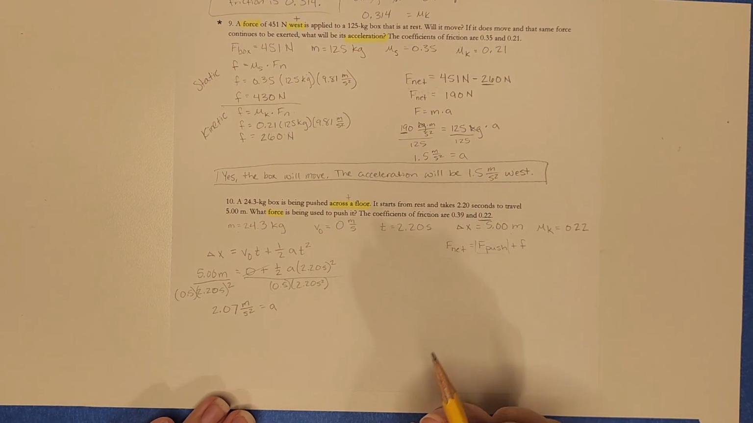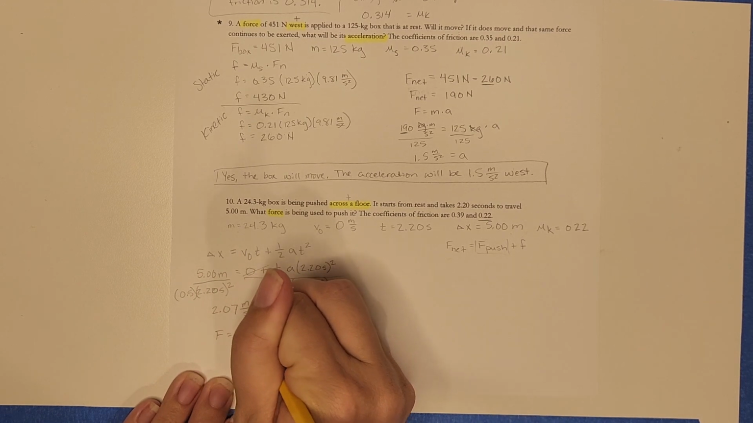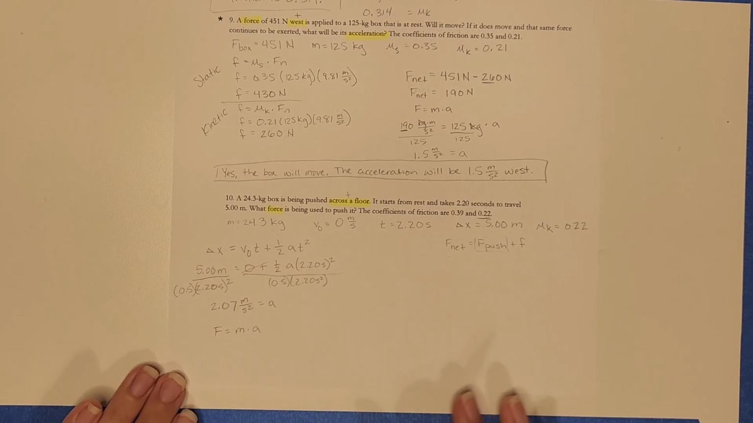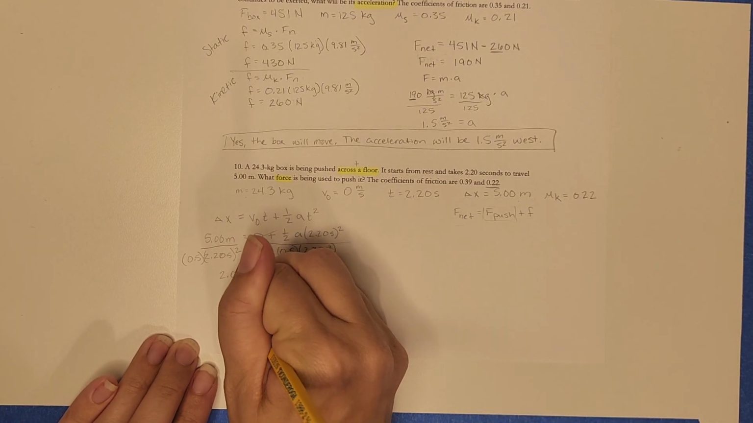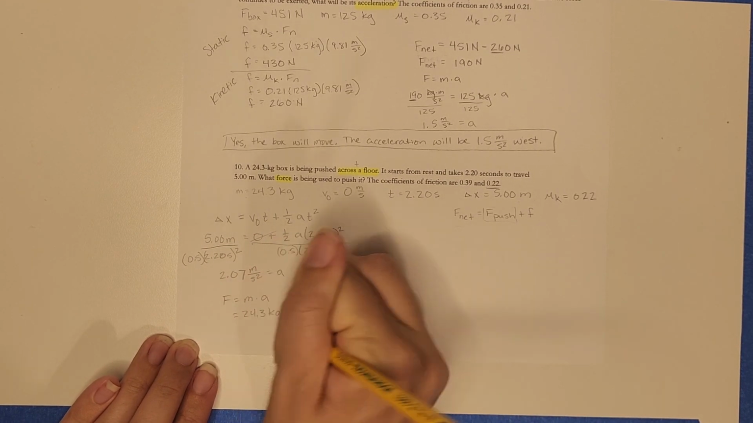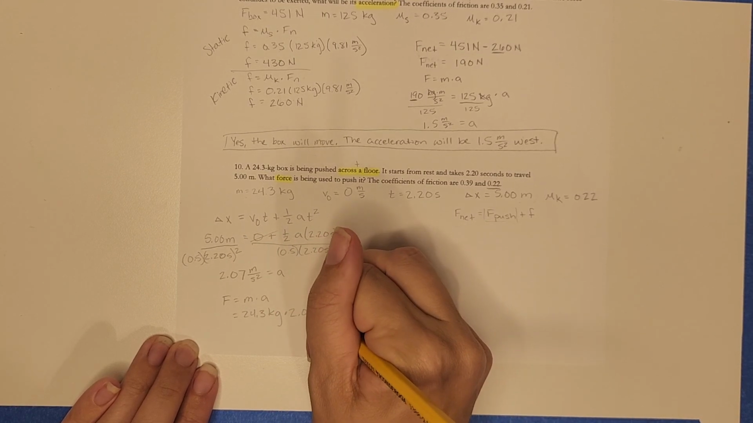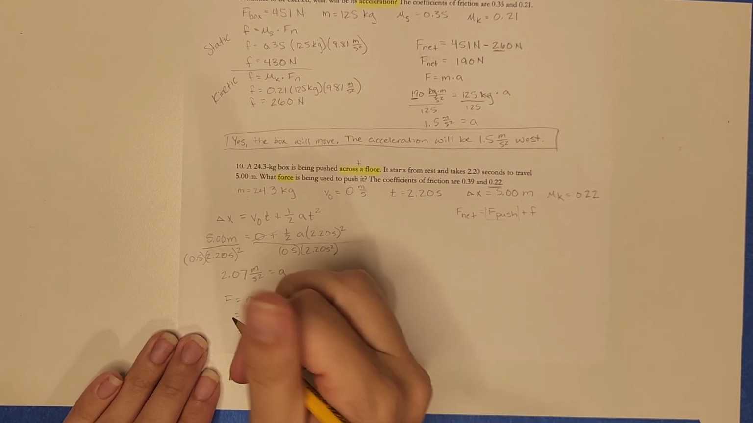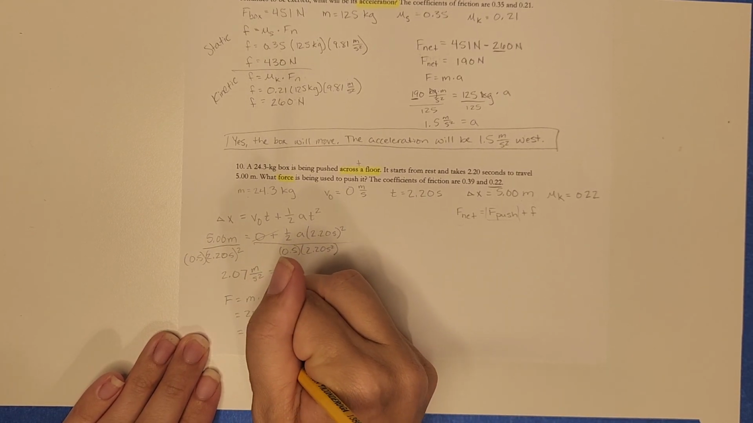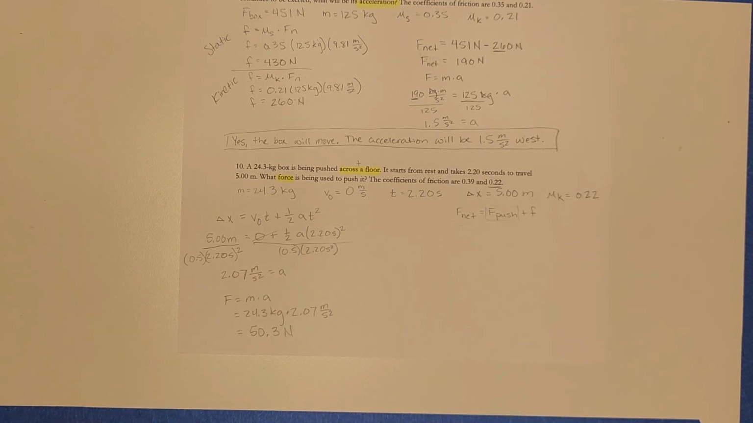Okay, so now I'm going to use force equals mass times acceleration to get my net force. And so that's going to equal 24.3 kilograms times 2.07 meters per second squared. And with that, I'm going to get 50.3 newtons. Okay, so 3 significant figures here.